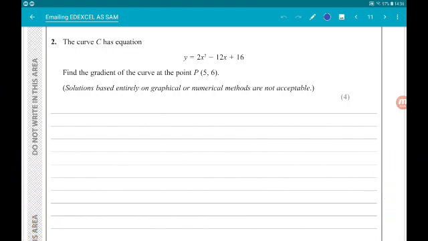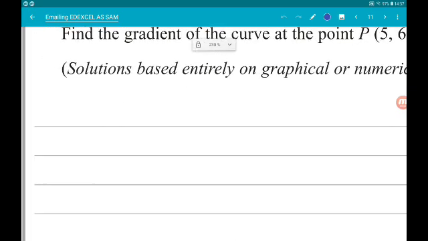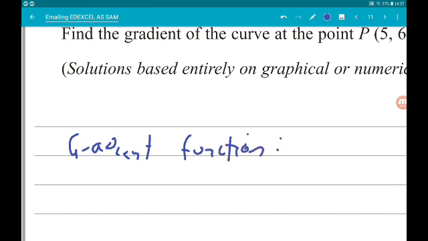Okay, question 2. The curve C has equation y is 2x squared minus 12x add 16. Find the gradient of the curve at the point P, 5, 6. Okay, so the gradient of a curve is given by the gradient function, which is dy by dx, so the first derivative. So our first job here is to differentiate.